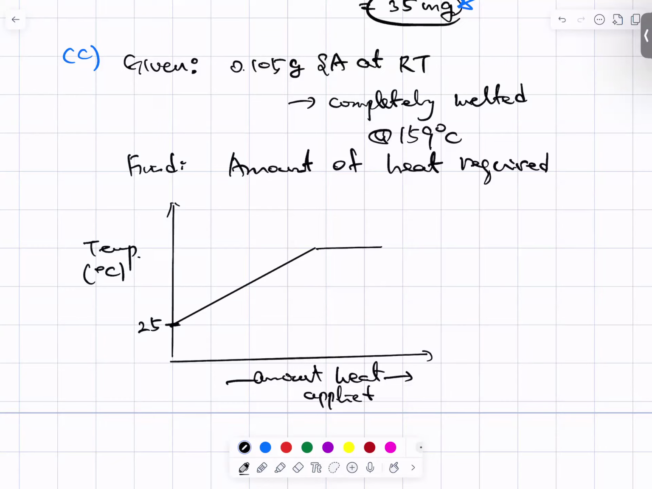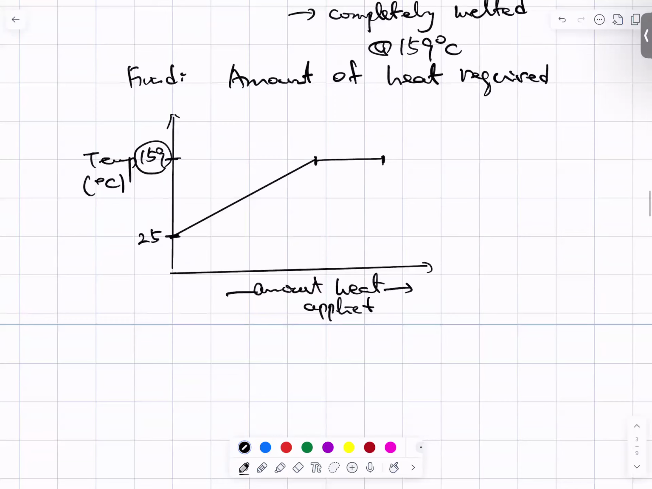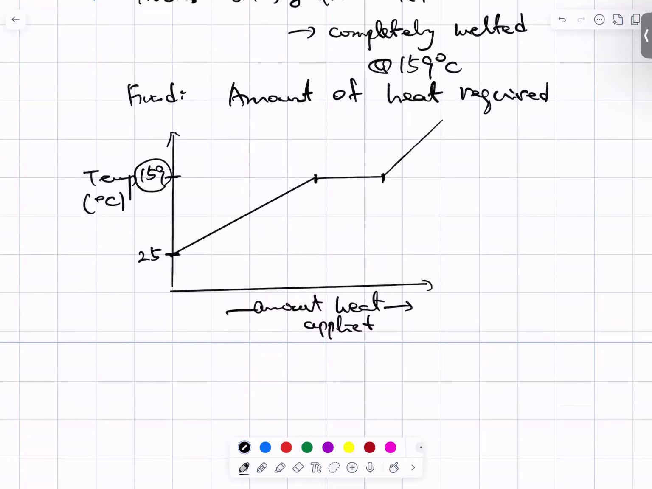So let's say the melting point is given as 159 degrees C, 159. As it reaches the melting point, the temperature doesn't increase. The applied heat is used to melt this compound. And then as it is completely melted, from that point on, it becomes liquid. And in the liquid, the temperature is increasing again this way with a different specific heat. Okay, so then our interest is this area.